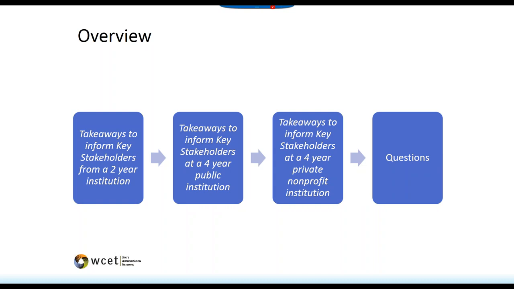Today, the overview of our webinar is that we will have three presenters. Our presenters represent three different types of institutions so that you can get an idea of the kind of work they are doing to inform key stakeholders at their institution. We'll begin with a two-year institution, move on to a four-year public, and the last will be a four-year private nonprofit, and we'll be happy to take your questions at the end of the presentation.